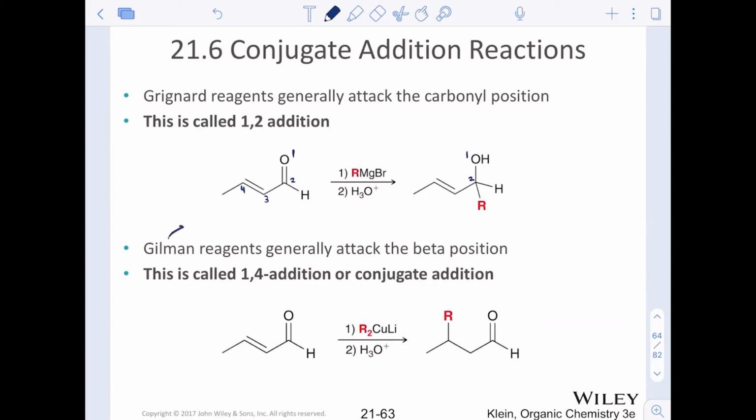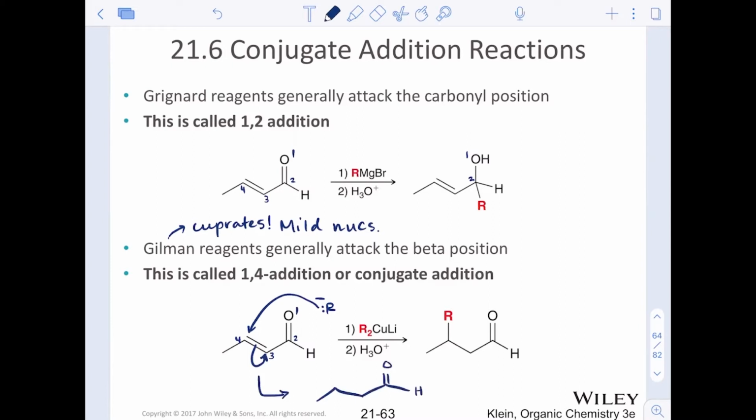Gilman reagents, also called cuprates, are more mild nucleophiles. They do not attack the carbon of a carbonyl for an aldehyde or ketone. They will be undergoing what we call 1,4 addition or conjugate addition. 1, 2, 3, 4. They are actually going to be attacking the number 4 position. That will cause a lone pair to kick up on carbon number 3, and that's why we have the acid workup to protonate the resulting enolate.